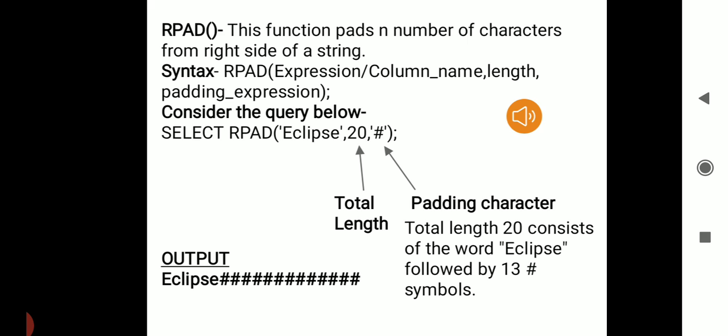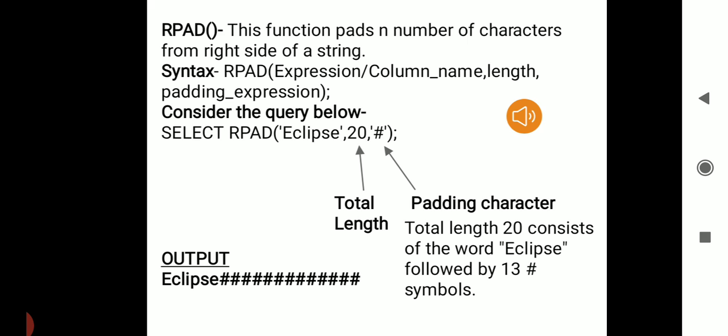Check the syntax below. The syntax is RPAD, then within brackets, expression or column name, comma, length, comma, padding expression, followed by a semicolon. I will explain this syntax with the help of an example. Check the example below.